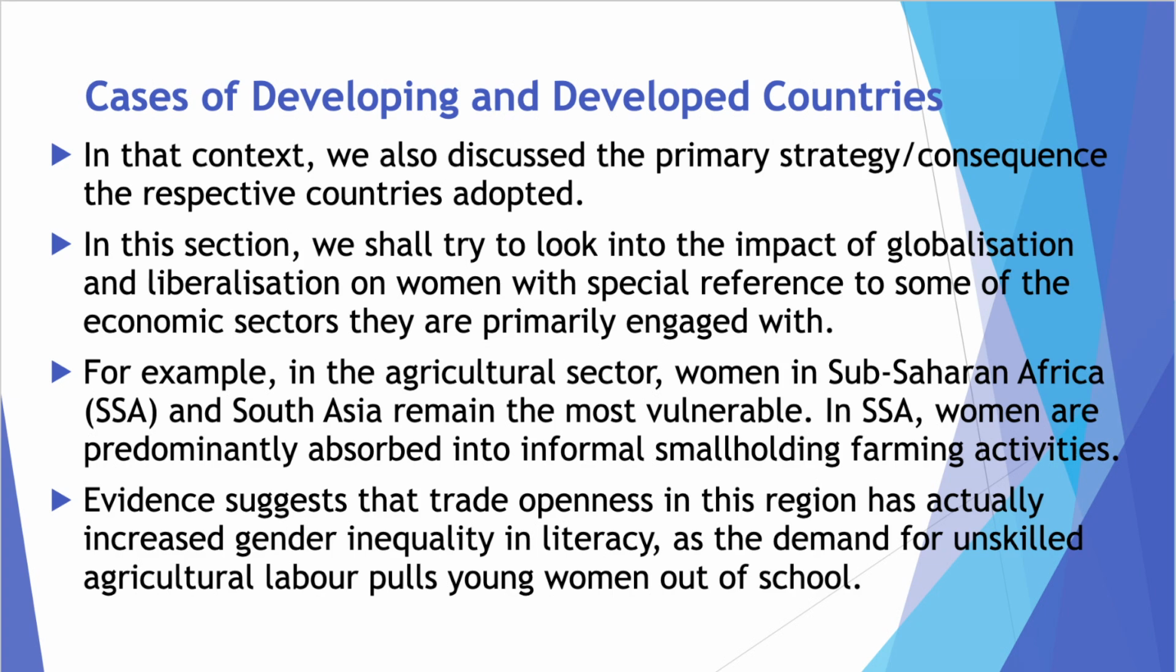For example, in the agricultural sector, women in sub-Saharan Africa and South Asia remain the most vulnerable. In sub-Saharan Africa, it is noticed that women are predominantly absorbed into informal smallholding farming activities. Evidence also suggests that trade openness in this region has actually increased gender inequality in literacy, as the demand for unskilled agricultural labor pulls young women out of school.